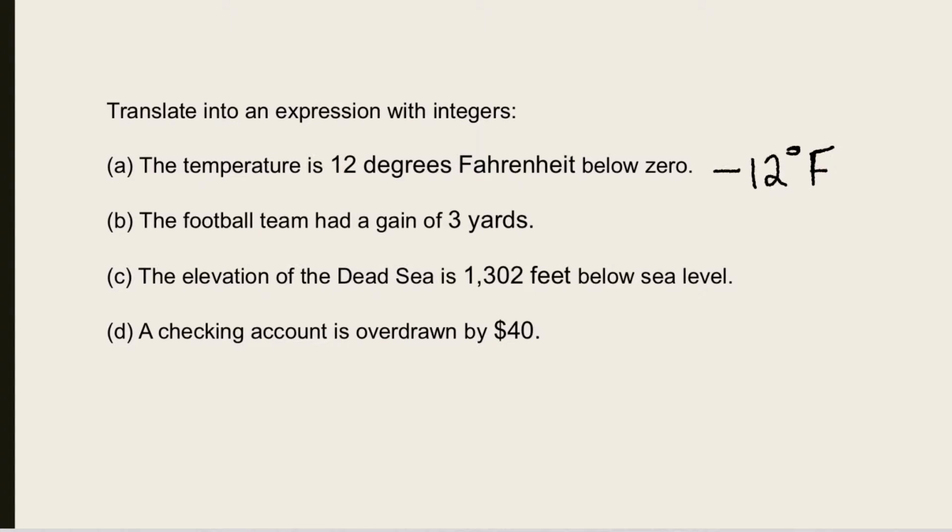On part B, we're looking at a gain of 3 yards. If you want to put plus 3, that's fine, or you could just put simply 3. The elevation of the Dead Sea is 1,302 feet below sea level. Below sea level means negative, so we would say negative 1302 here. On part D, checking account is overdrawn by $40. Overdrawn means that you're in the negative, so you would say negative 40 here.